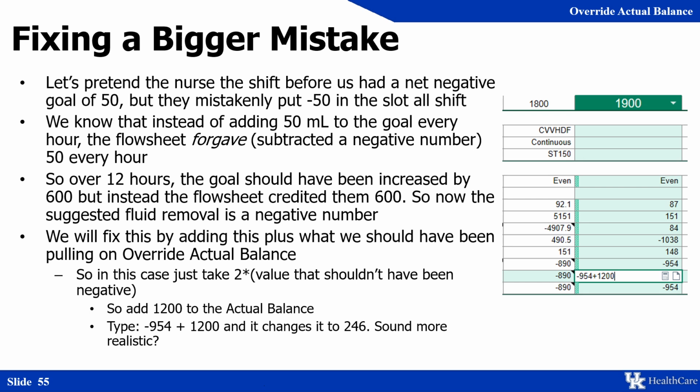Anytime that I see a negative number in the suggested fluid removal, I immediately think, have we accidentally put in a negative goal for our UF goal? Because it's just pretty rare for people to pull too much fluid on CRRT. It definitely does happen on occasion, but it's not the norm. Usually we're behind instead of ahead.